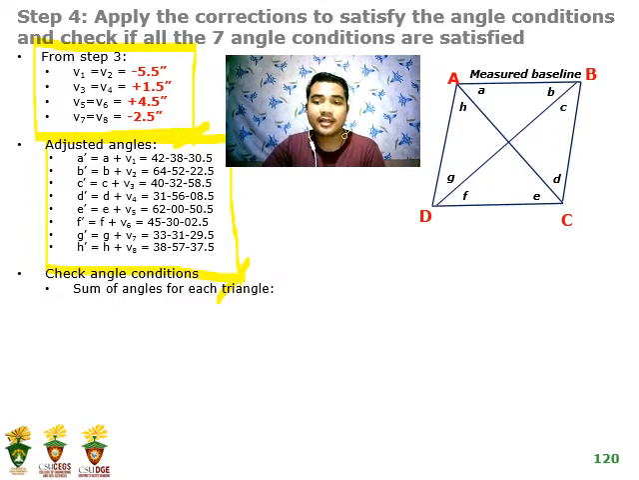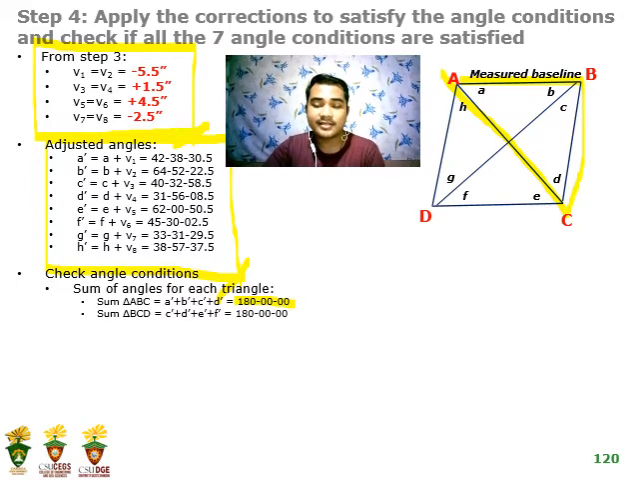So the first condition is that the sum of the angles for each triangle must be 180 degrees. So for example, the sum of the adjusted A, B, and C, and D, should equal 180 degrees. If you add these values, A, B, C, D, you can have 180 degrees. So therefore, the first triangle is satisfied.